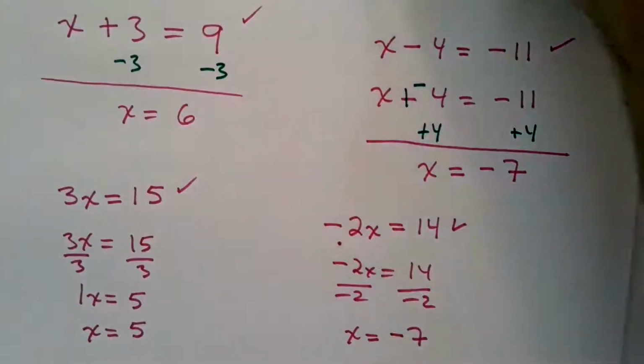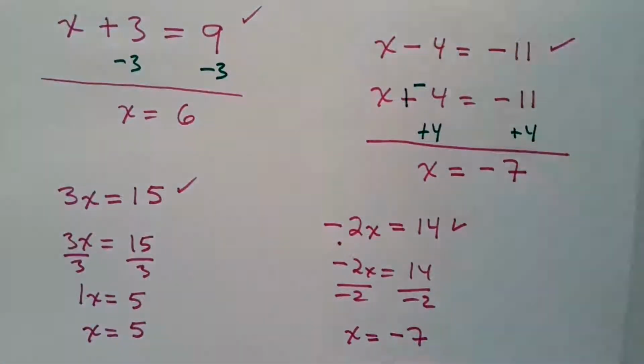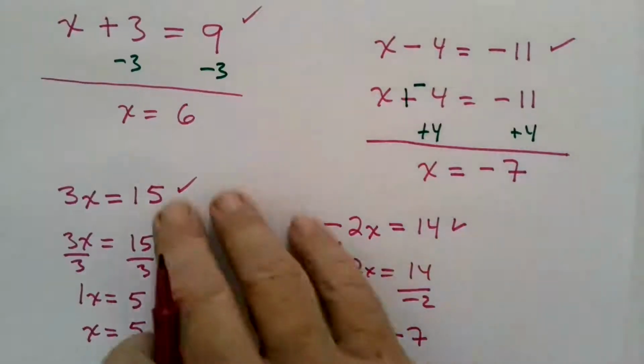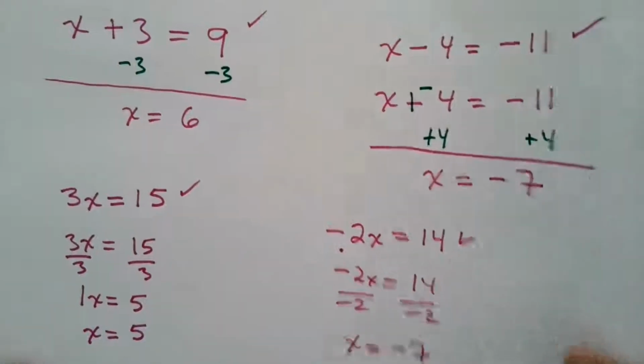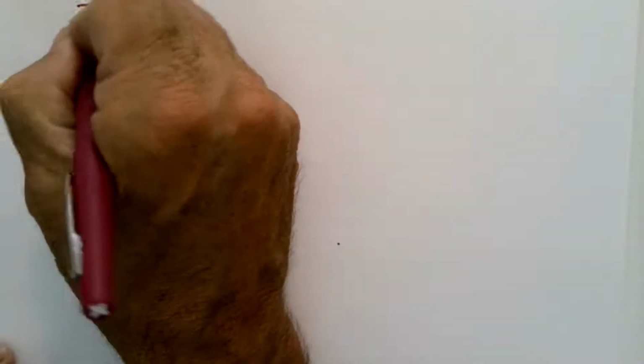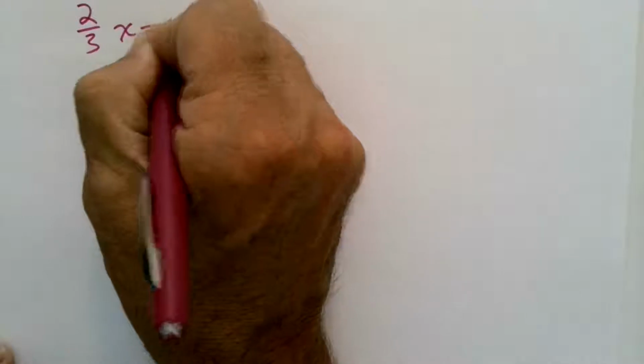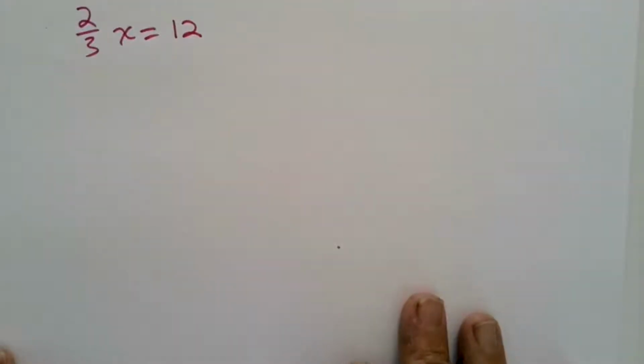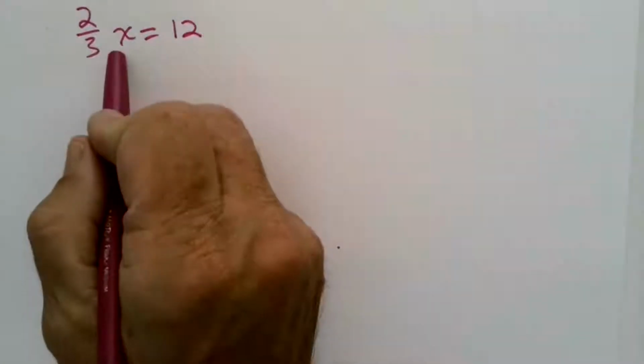All right. Well, what we can do next is have a situation where we are going to be multiplying by a fraction. So our next example will be 2/3 x equals 12. So we can add the same number to both sides. We can divide both sides by the same number. We can multiply both sides by the same number. And in this situation, I think it makes more sense for us to go ahead and multiply both sides by the same number. I want to get x by itself.